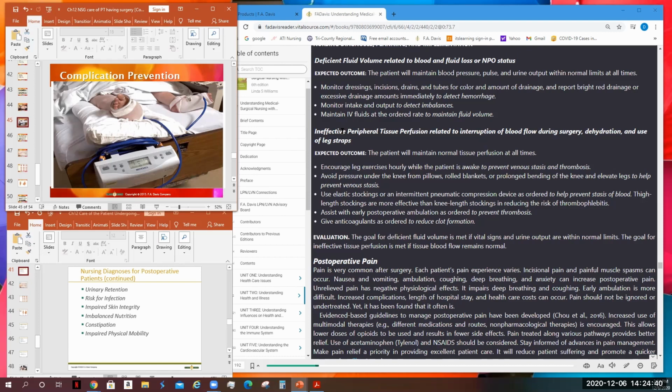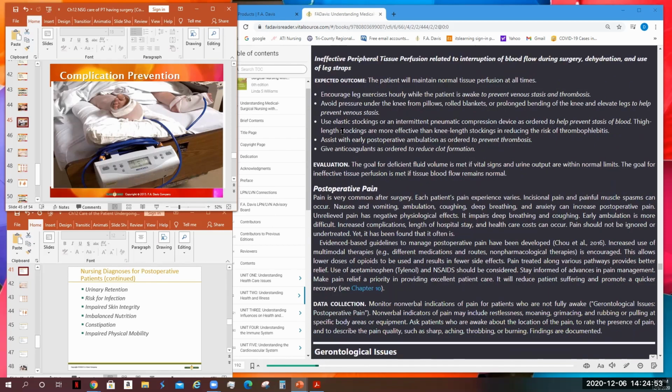Monitor intake and output to detect imbalances. Maintain IV fluids at the ordered rate to maintain fluid volume. Ineffective peripheral tissue perfusion related to interruption of blood flow during surgery, dehydration, and use of leg straps. Expected outcome: The patient will maintain normal tissue perfusion at all times.